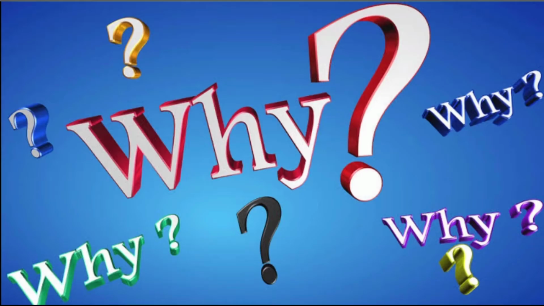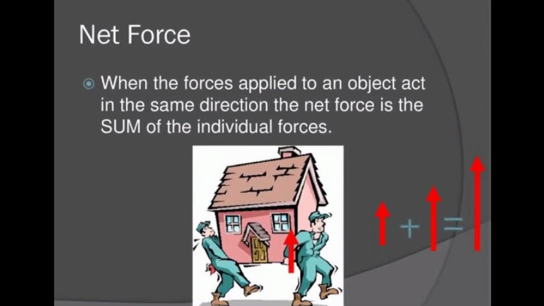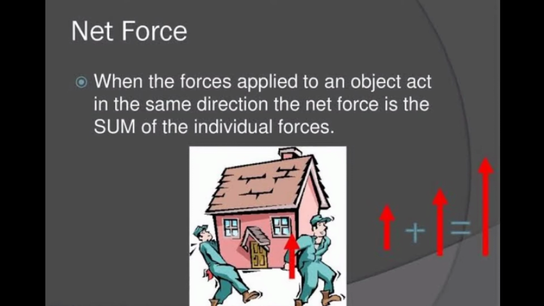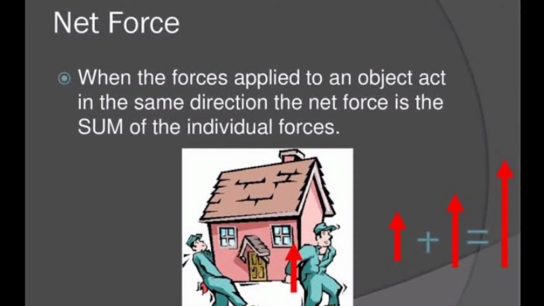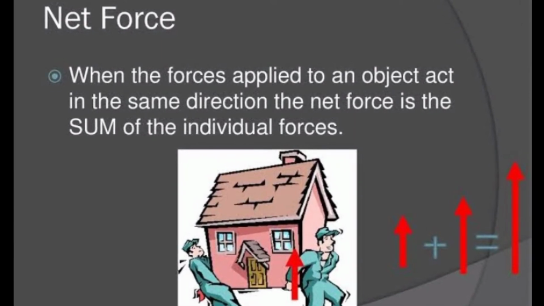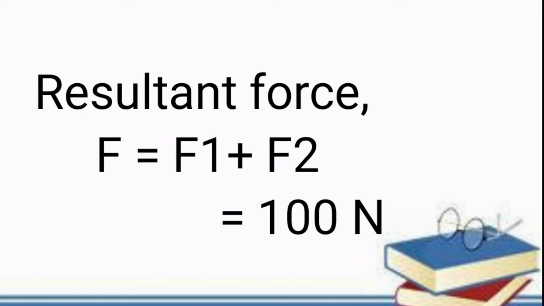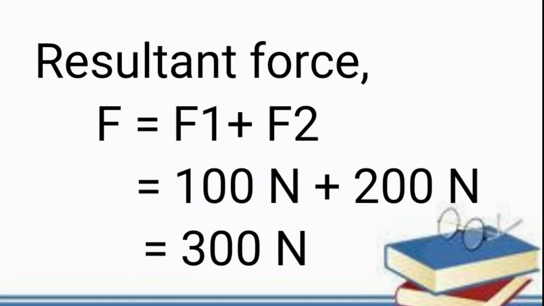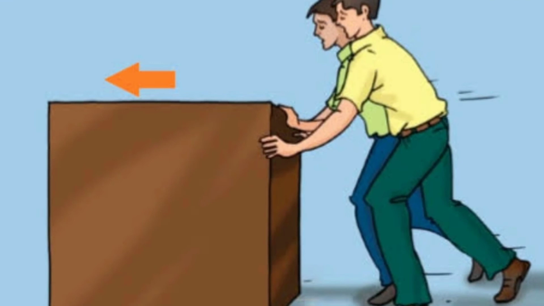Yes. Why? This is because when two forces act on an object in the same direction, the resultant force is calculated by adding the forces. It means resultant force equals F1 plus F2, that is equal to 100 Newton plus 200 Newton equals 300 Newton. As a result, the object moves in the direction of the force.